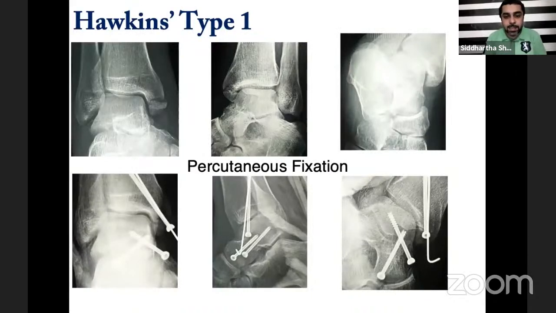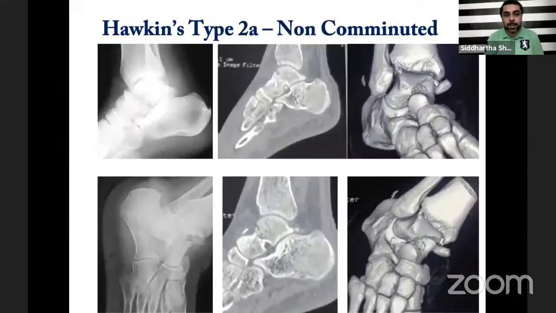So this is a Hawkins type 1 fracture with a medial malleolus fracture. Now, mind you, I've not shown the CT scan here, but the CT showed that this was a completely undisplaced fracture. And many times fractures that do not show displacement on radiographs will show rotation and other types of displacements on CT scans. However, if you have a case like this, you can go in for a percutaneous fixation. You can put in one screw from the medial side and another from the lateral side. This allows early range of motion and early toe touch weight bearing.